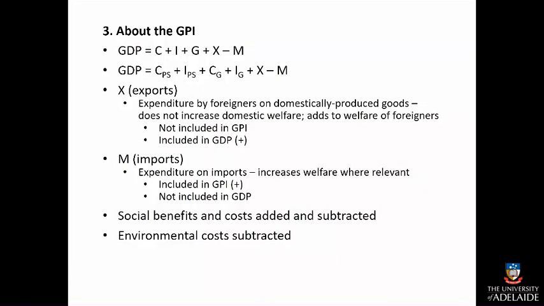In terms of imports, expenditure on imports increases welfare where relevant. Okay, where they're non-defensive, non-rehabilitative, if they're consumer durables, whether it's durables or non-durables now, durables into the future. And of course, they're not included in the GDP because they're not produced domestically. Then after you've done that, there's a series of social benefits and costs that are added and subtracted, like the value of household labour, cost of crime, cost of unemployment, cost of family breakdown and so forth. And then a series of environmental costs are subtracted.